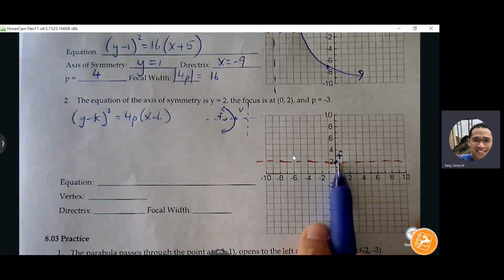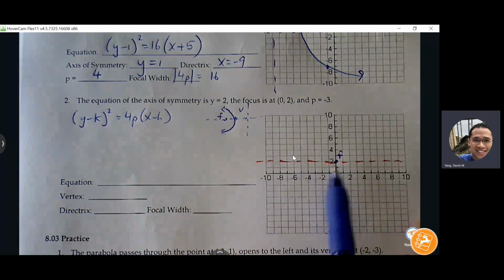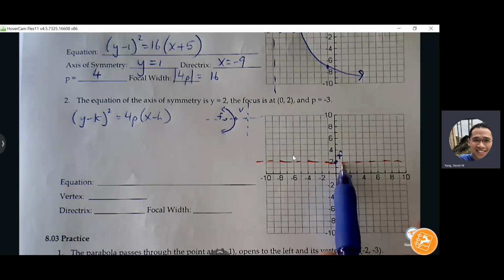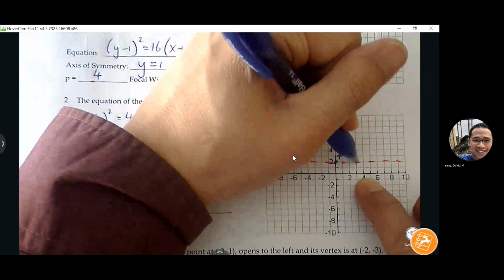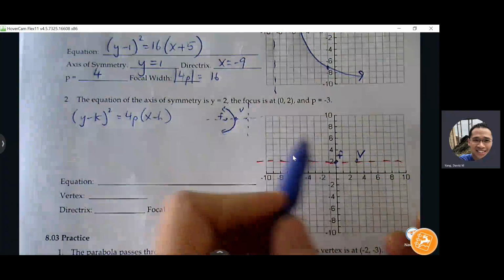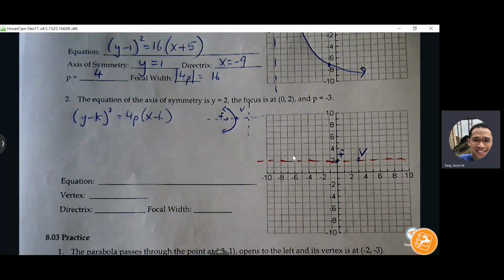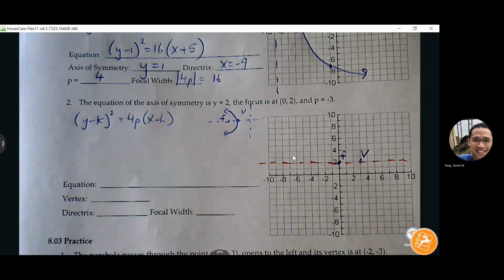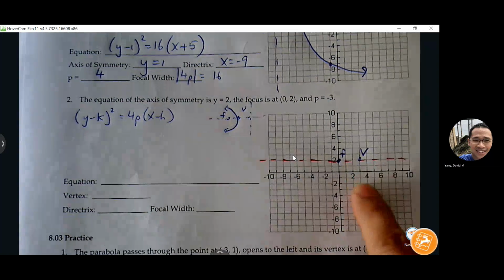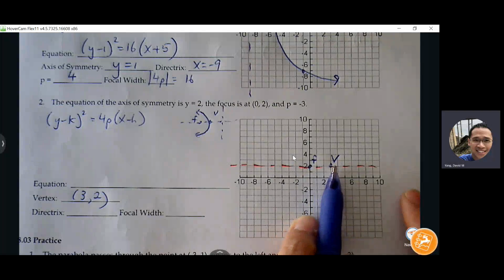So if I have my focus, then how can I get to my vertex? Yeah, I go to the right 3, right? 1, 2, 3. It's got to open to the left. I've got to move to the right to get that lined up. So I can find my ordered pair for my vertex. How can I get to my directrix? Yeah, move another 3 units.